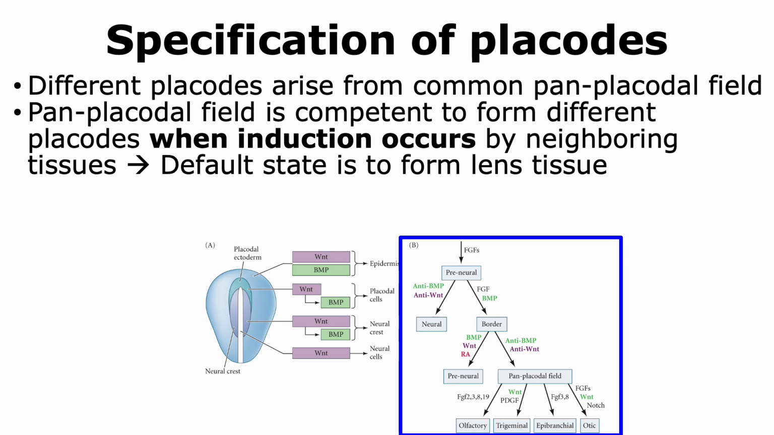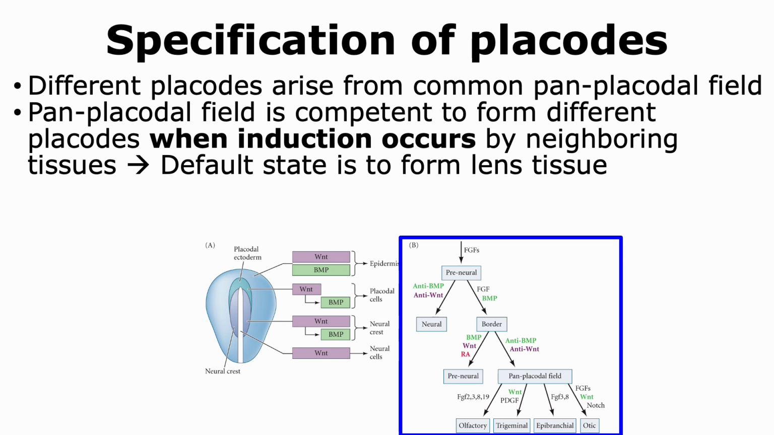However, the neighboring tissues will provide signals that will cause the panplacodal field to differentiate into different types of placodes, like the lens placode, the auditory placode, or the olfactory placode, etc.